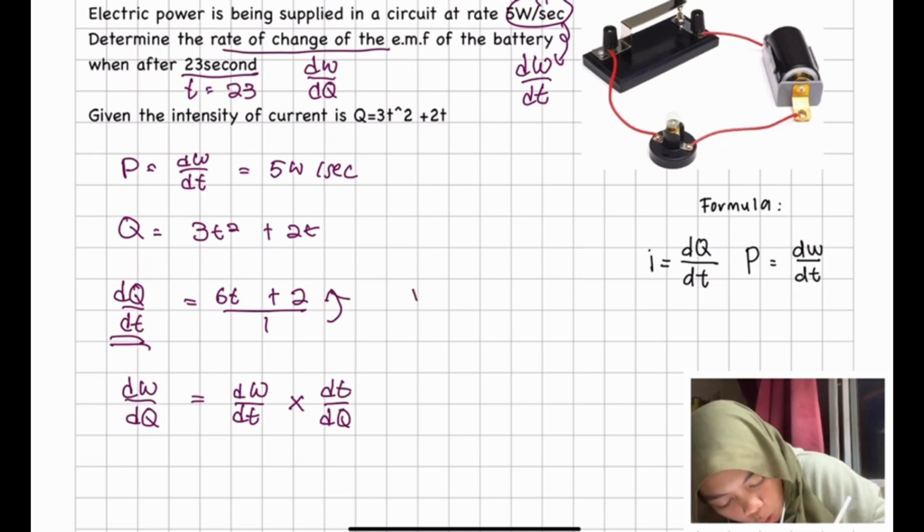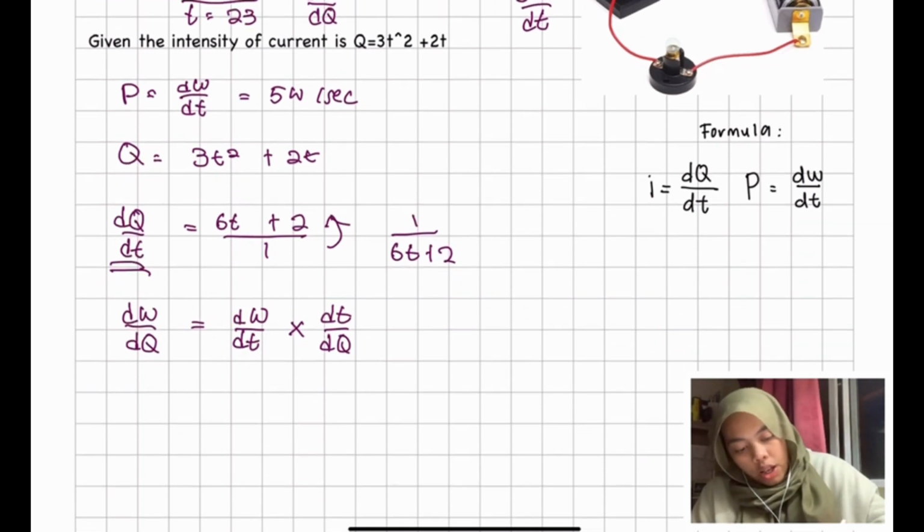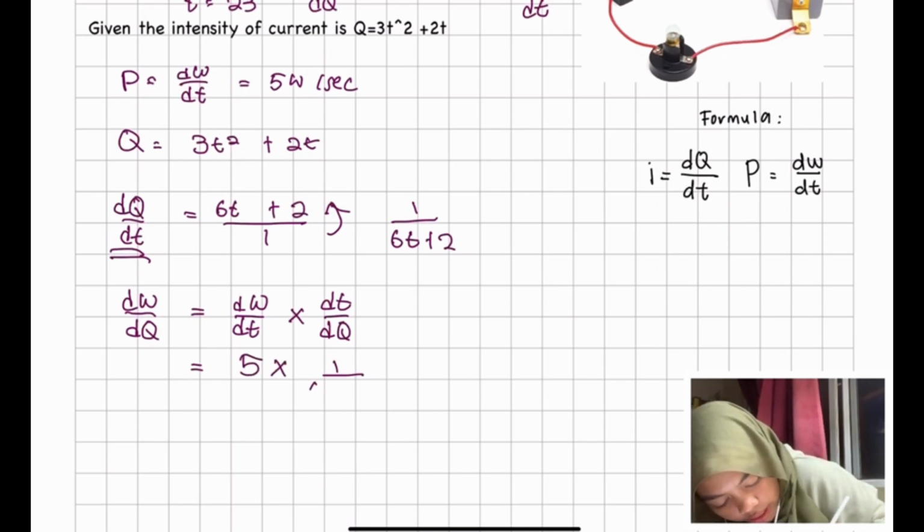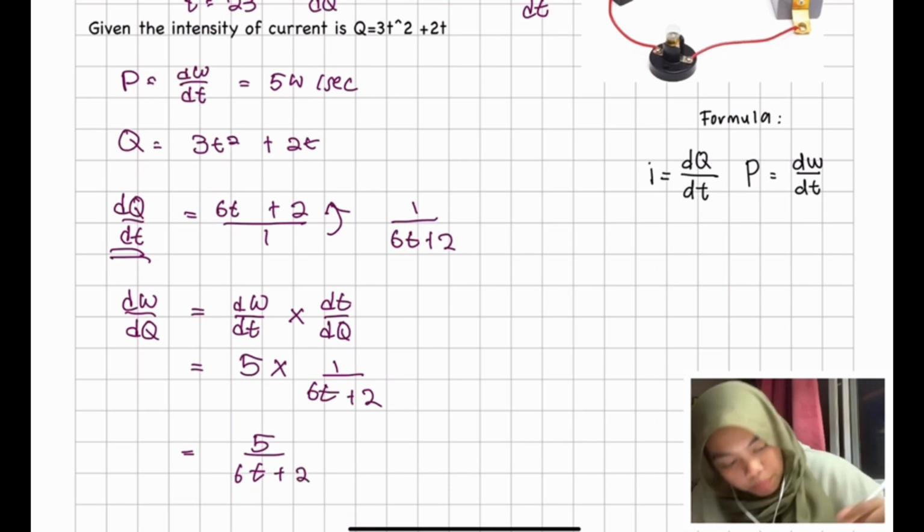So you will get 1 over 6t plus 2. Then just substitute the information into the equation. So 5 times 1 over 6t plus 2, and you will get 5 over 6t plus 2.